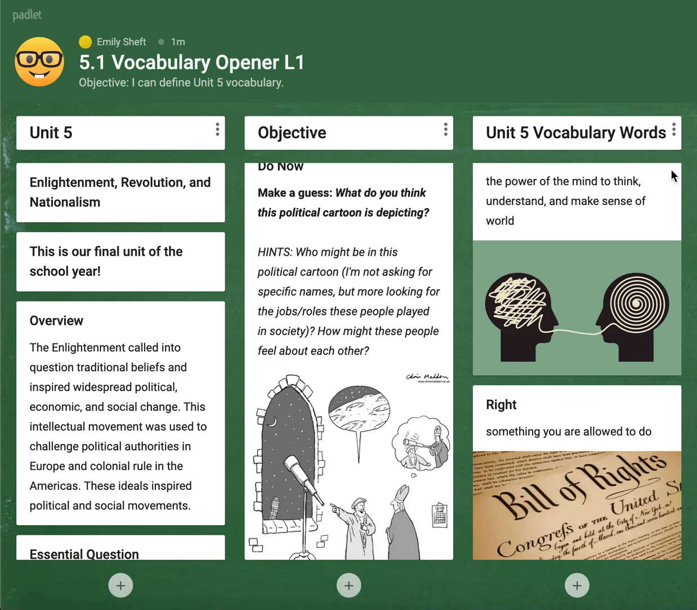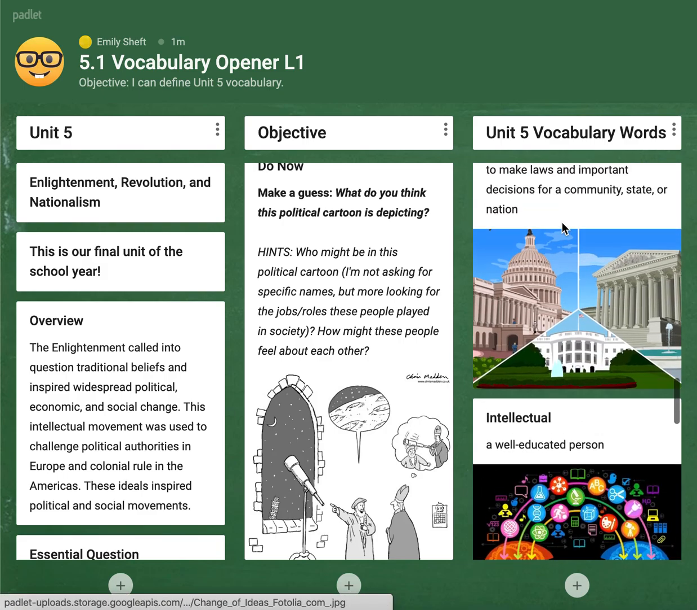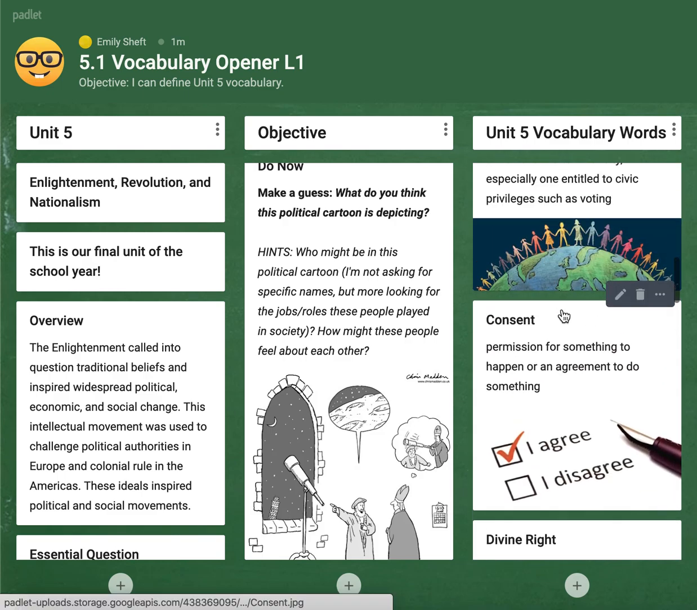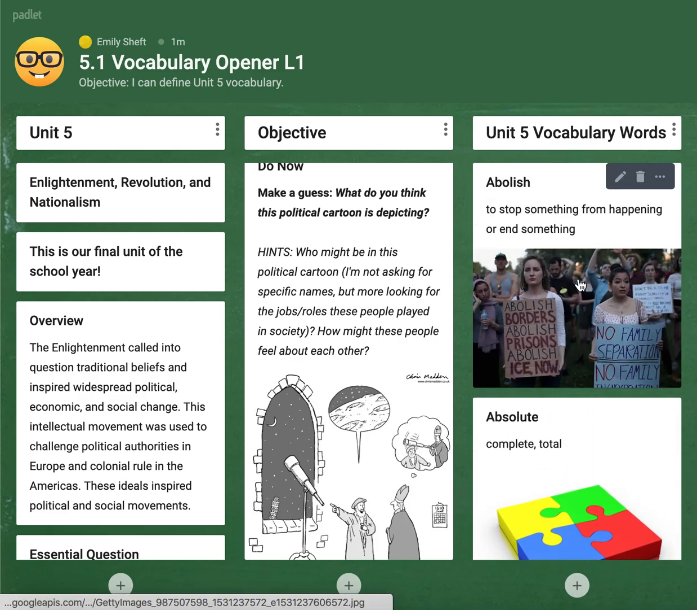So take your time in reviewing these vocabulary terms and use this Unit 5 vocabulary words column, the definitions and the pictures, to help you respond to the questions in the pod. Please reach out to myself or Miss Rogers if you have any questions.